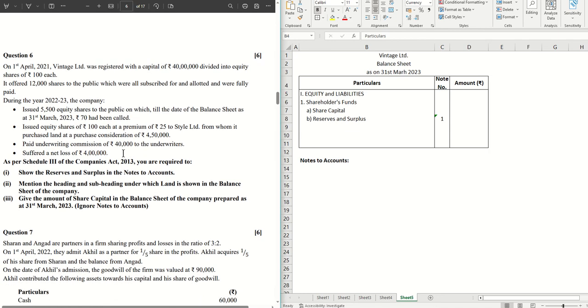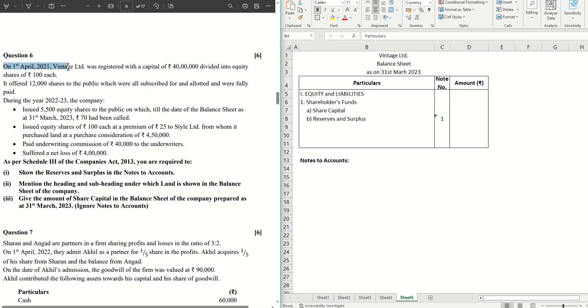In this video, we'll solve question number 6. So let's get started. In this question, we are required to show the reserve and surplus in the notes to accounts. We are also required to answer this question where they're asking for heading and subheading under which land is shown in the balance sheet of the company, and we are also asked to show the share capital in the balance sheet of the company prepared as on 31st March 23, and the notes to accounts to be ignored for this calculation. Okay, let's start from the beginning.